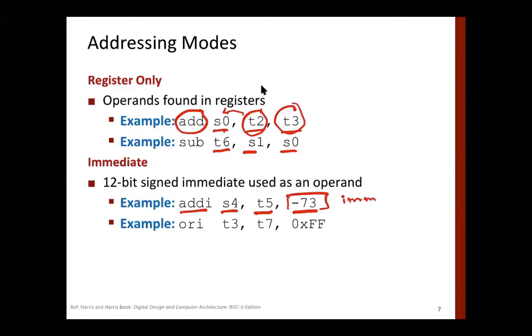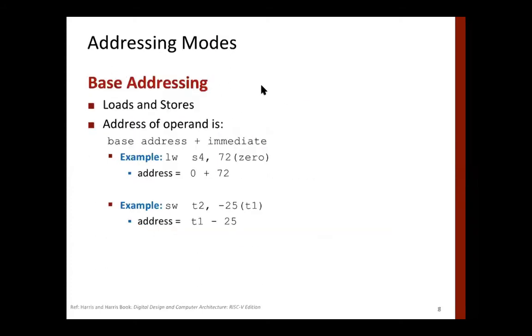Okay, this is nothing but a constant that we define inside the instruction. It says that take the content of T5, add to this -73, and the result is to be stored into register S4. Similarly, when we say ORI, it means the logical OR we are doing between the contents of T7 and the value that's given here, FF, and the result will be stored in T3. We have looked at all these instructions, right?